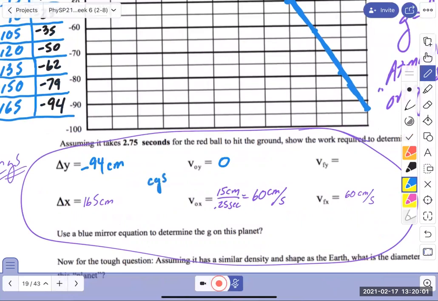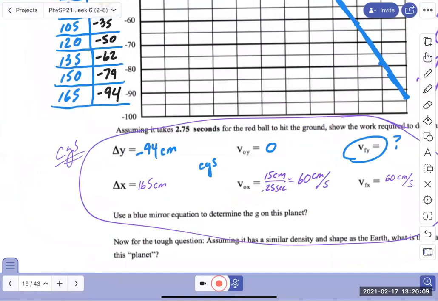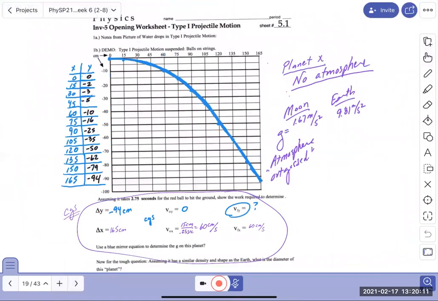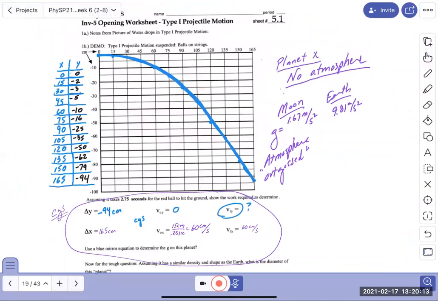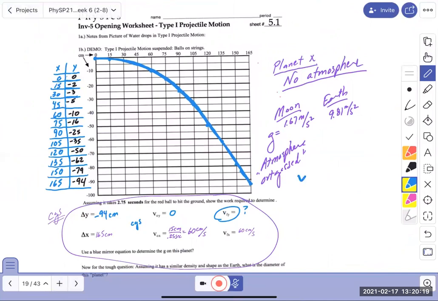So we've got to find V final y. Well, to find V final y, I need to find my gravity. So I've got to find g, and that's one of the things we're supposed to find here. It says, what's the g on this planet? So now looking at this data, and knowing that tau is 2.75, how am I going to find g? Suggestions.